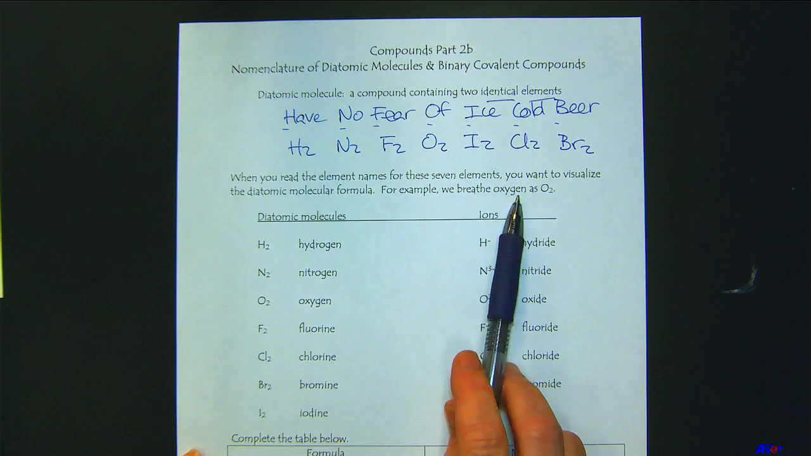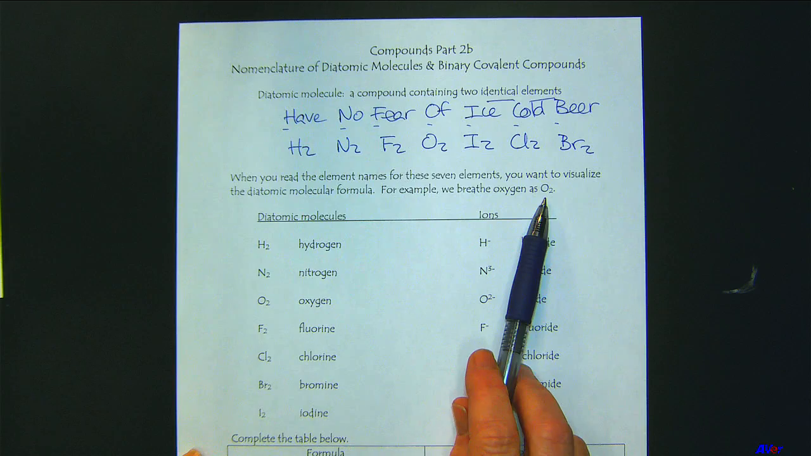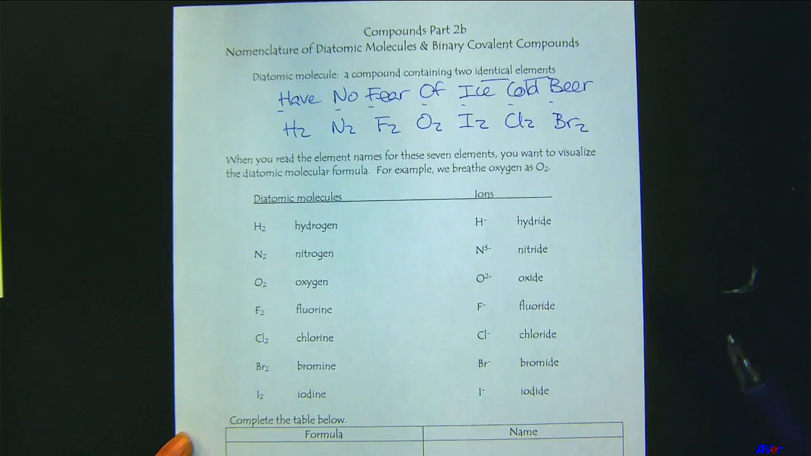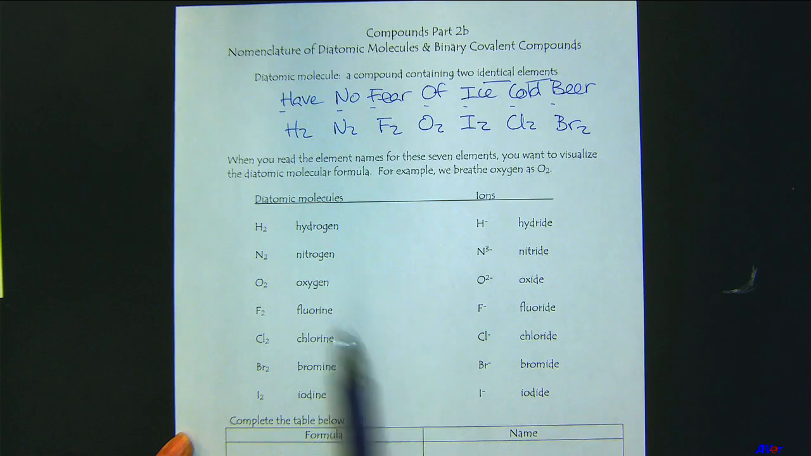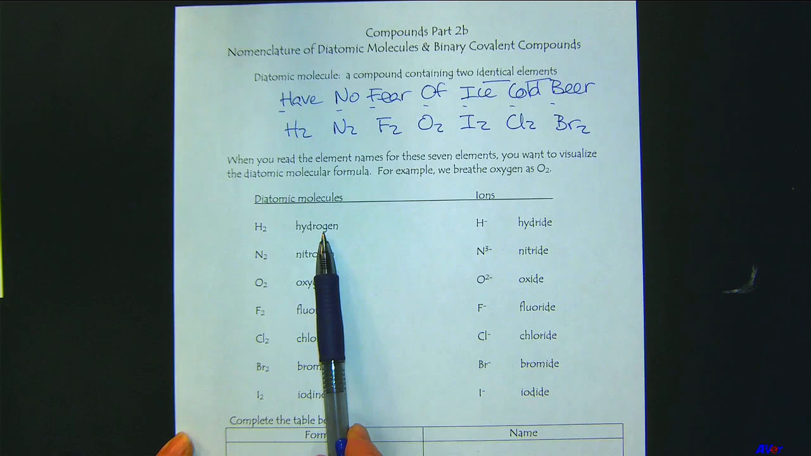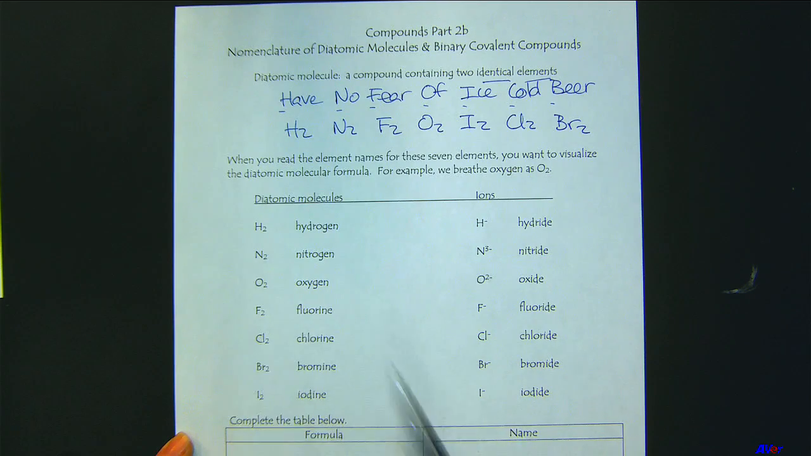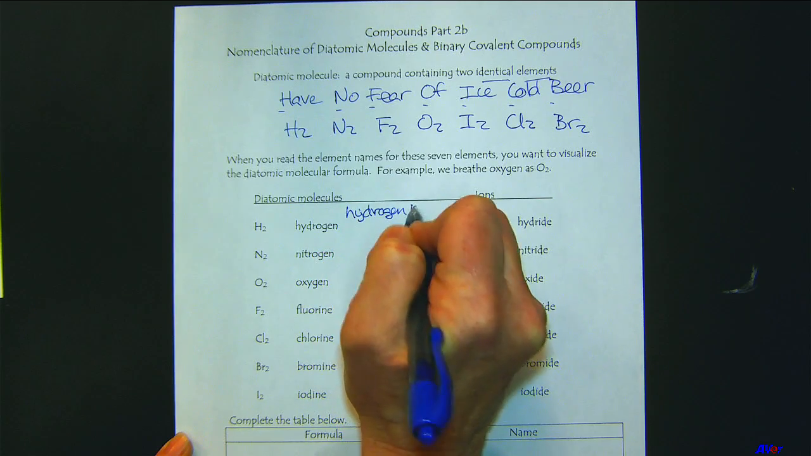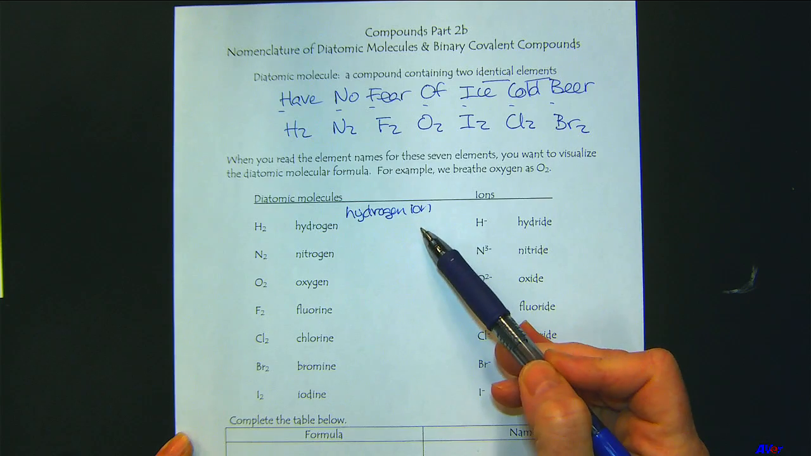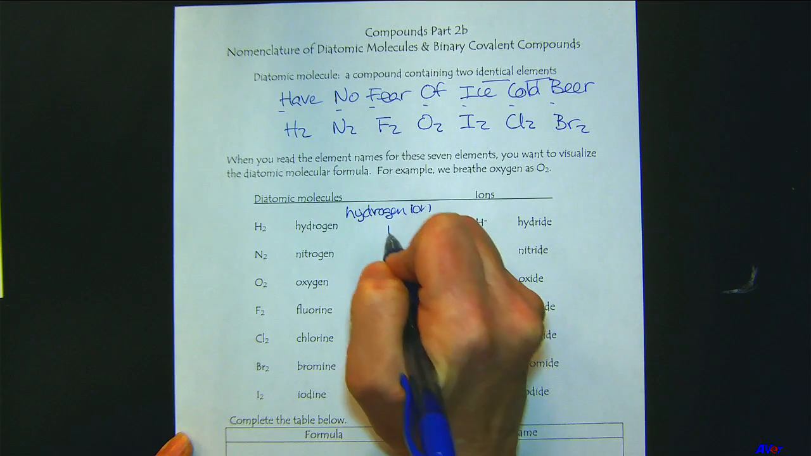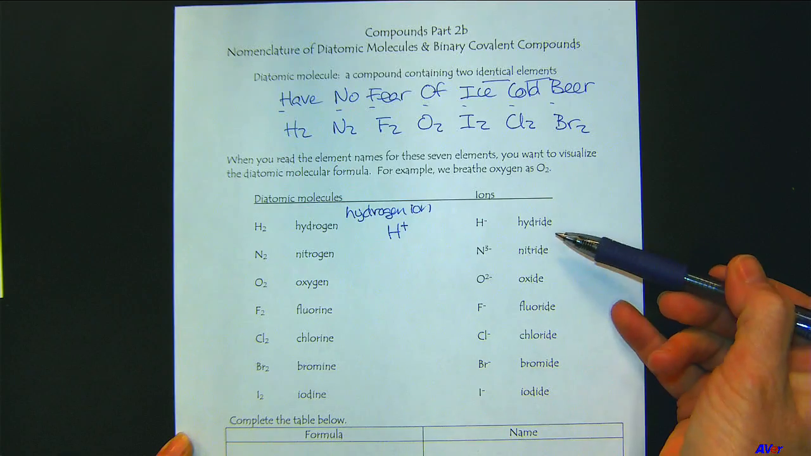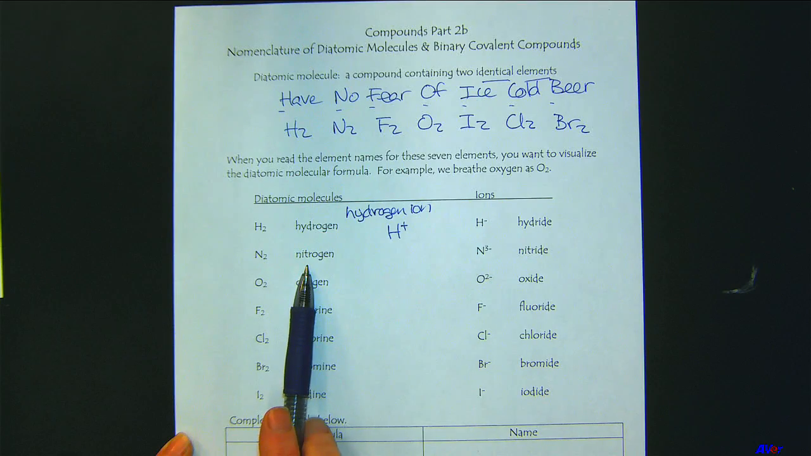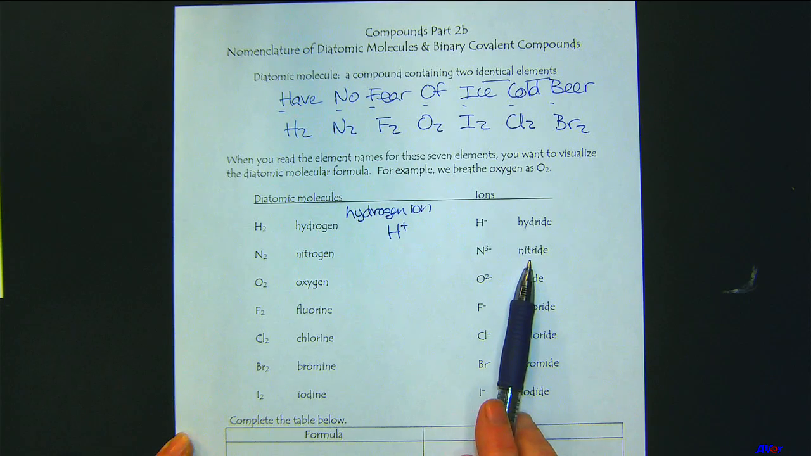For example, when we say we breathe oxygen, it's diatomic oxygen. Now, we've already learned some ion names, so we need to keep everything straight. If we refer to hydrogen, we're referring to H2. Another important example would be a hydrogen ion. If we're talking about a hydrogen ion, that would be H+, or hydride, which is H-. Nitrogen, the diatomic molecule, versus nitride.